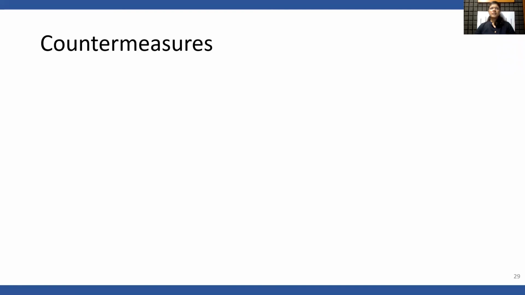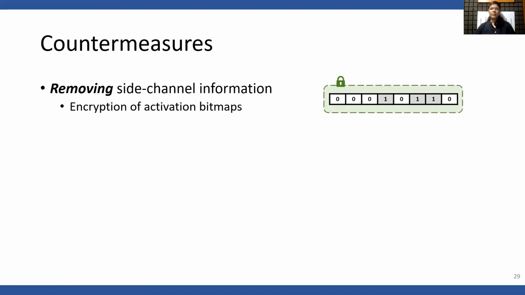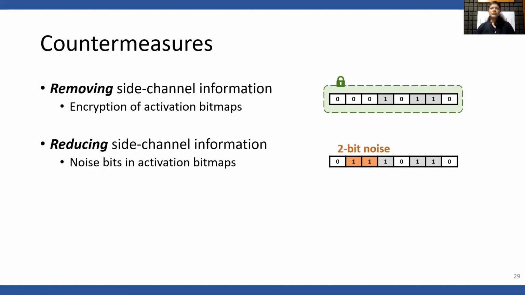Now let me discuss 3 possible countermeasures against SLIC. The first countermeasure removes the discovered side channel information completely by encrypting the activation bitmap messages. Although it is a fundamental solution to SLIC, it requires some changes to the standard. The second countermeasure instead reduces the side channel information by adding noise bits to the activation bitmap message. The solution can be readily deployable, but it is only partially effective.